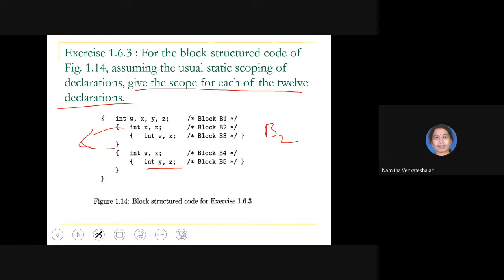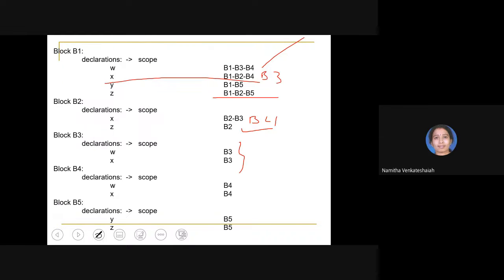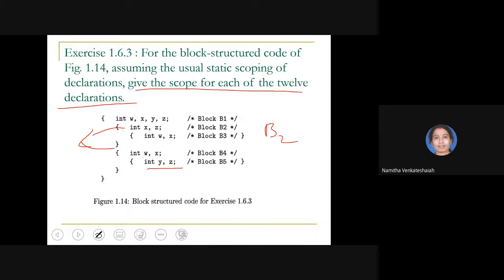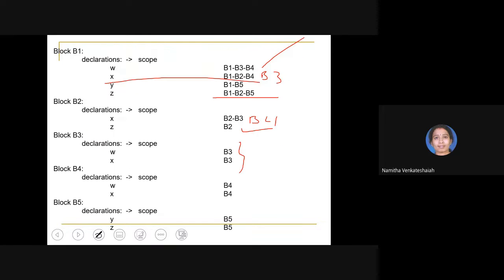There could not be a printing mistake. So X is there in B1, X is there in B2, X is there in B3. Okay, yes, X is there in B4. B4 also it is there. So likewise, we can identify the scope of the variable.